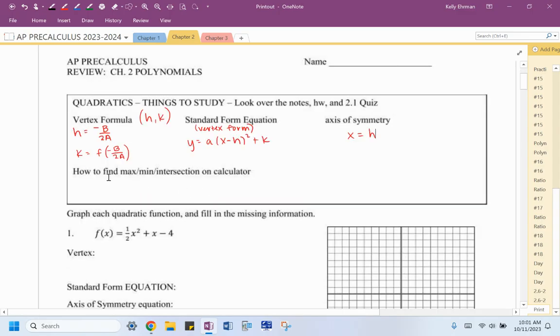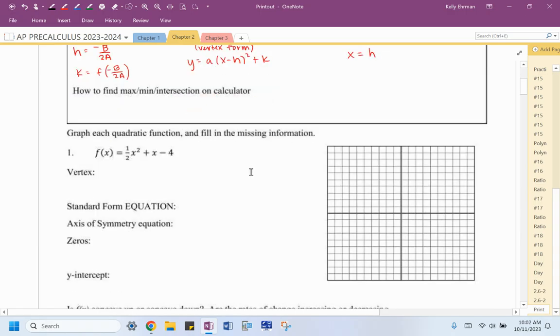And then just make sure you know how to find a max and min and an intersection on your calculator. I don't have a calculator accessible on this computer right now, so I can't show you, but if you're having trouble, make sure you're coming prior to test day to figure that stuff out. We've been using those features for a while now.